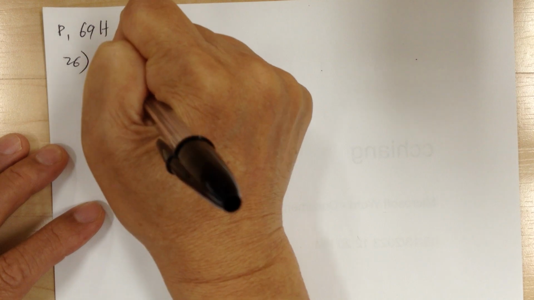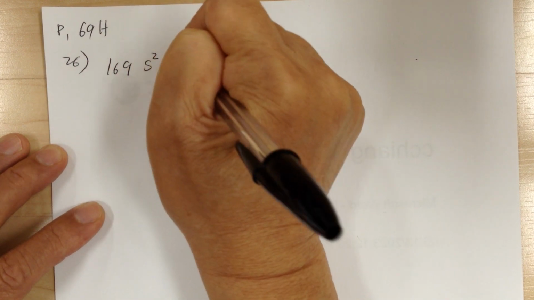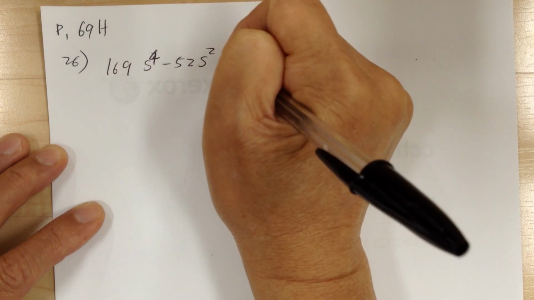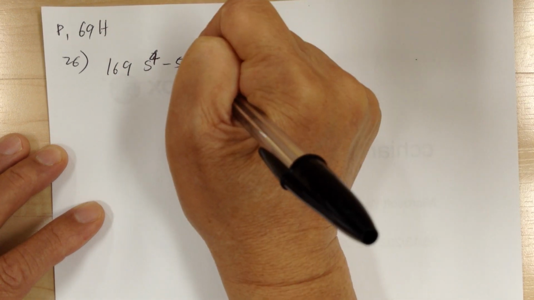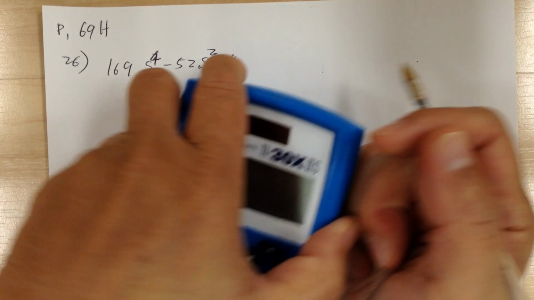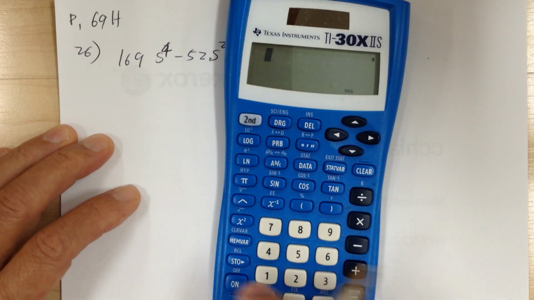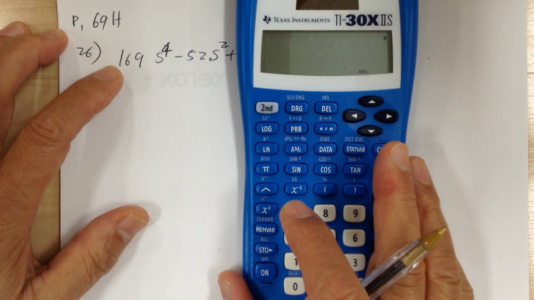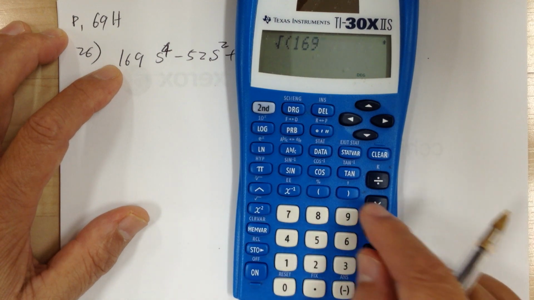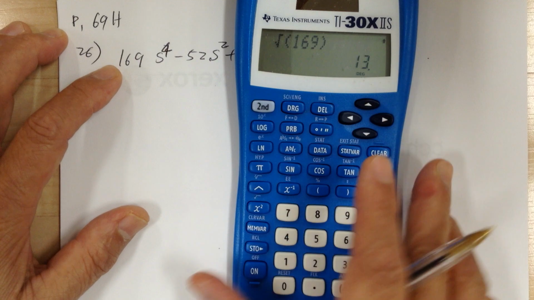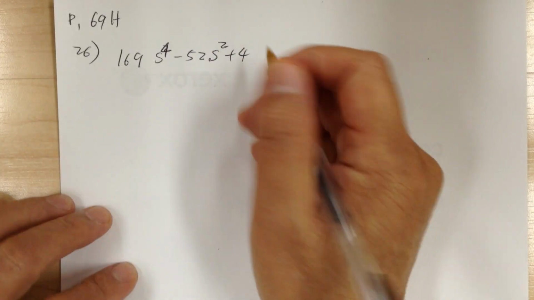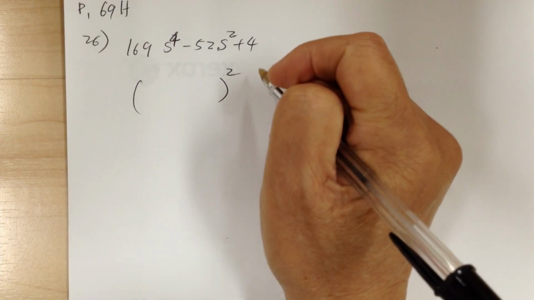Okay, you've got 169 s squared minus 52 s squared, which is x to the 4 s squared, and then plus 4. If you don't know whether this is a perfect square or not, you use a calculator and take the square root. So you take the square root of 169 and see if it equals 13. So you know that this is 13 squared. From there we can do the perfect square.